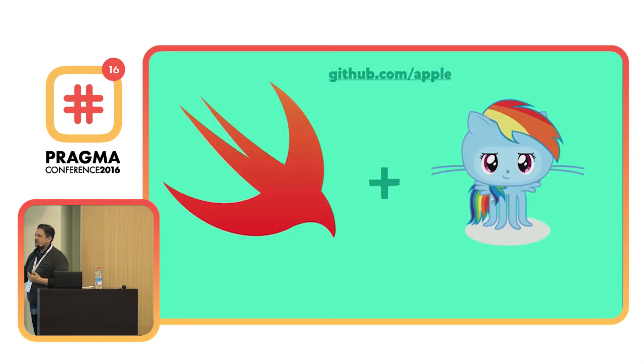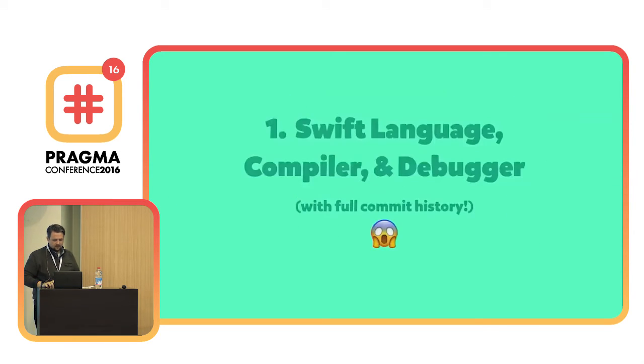I was really pleased to see that Apple put all of this on GitHub. So there is a number of repositories that exist on github.com/Apple. We'll talk about some of those. The first one is the Swift language itself, the compiler and the debugger, and there's full commit history, which I think is kind of amazing.